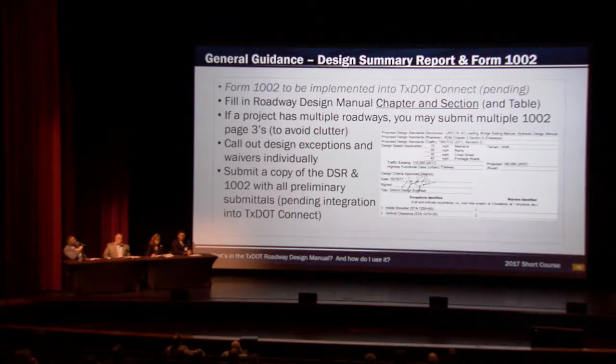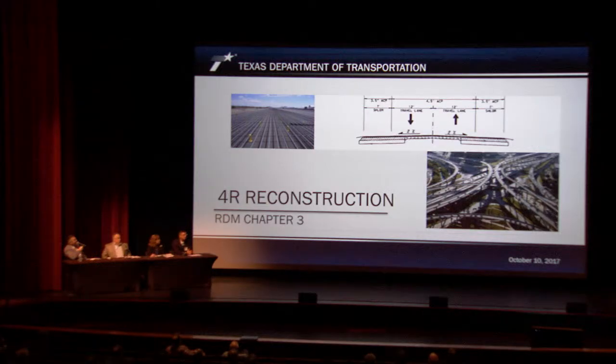If you have multiple roadways on a project, you can submit multiple 1002 page 3s to avoid clutter. At the bottom there, you want to call out your design exceptions and waivers individually. Sometimes we see them all on the first line, but the reason there's multiple lines is so you can break them out like they're shown there. You're encouraged with all your preliminary submittals to send the DSR and the 1002, until we integrate them into TxDOT Connect, at which time it'll be transparent enough that we'll be able to access it directly in there.